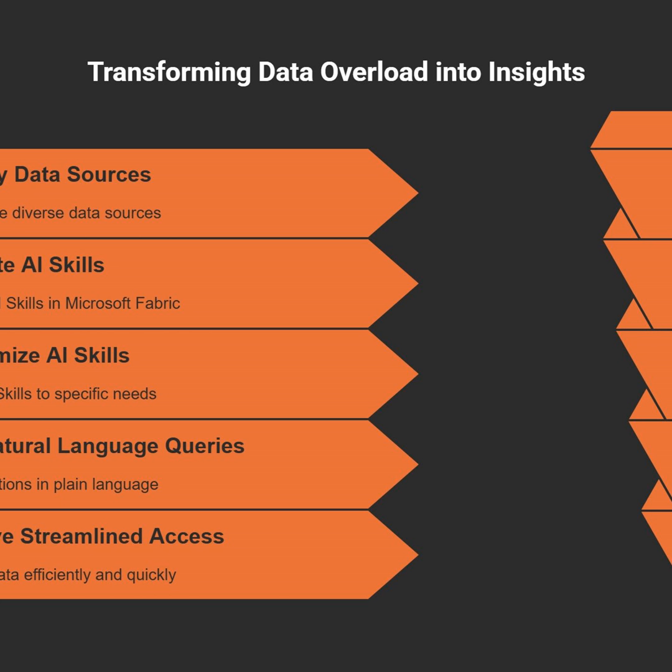Another consideration is the capacity requirement. To enable AI Skills, your Fabric workspace needs to be backed by F64 capacity or higher. This represents a more significant investment compared to the entry-level tiers, making it important to calculate ROI before committing. That said, many organizations find that the time savings and increased data utilization quickly justify the additional cost.